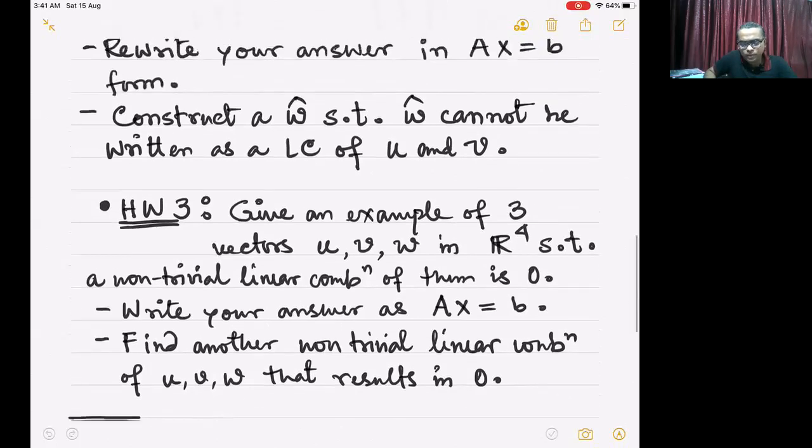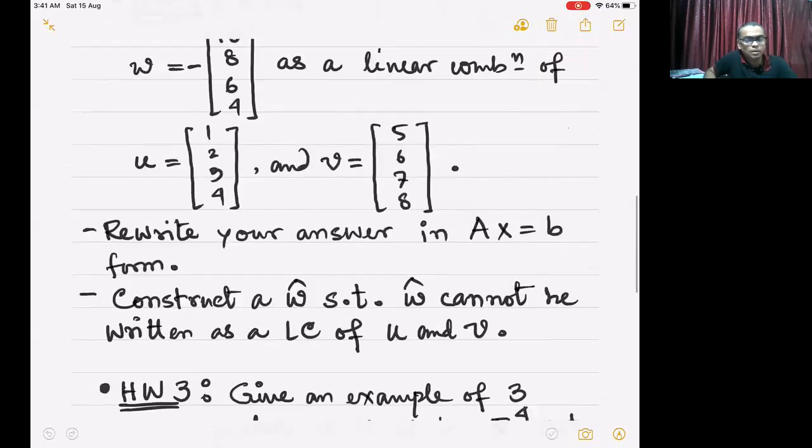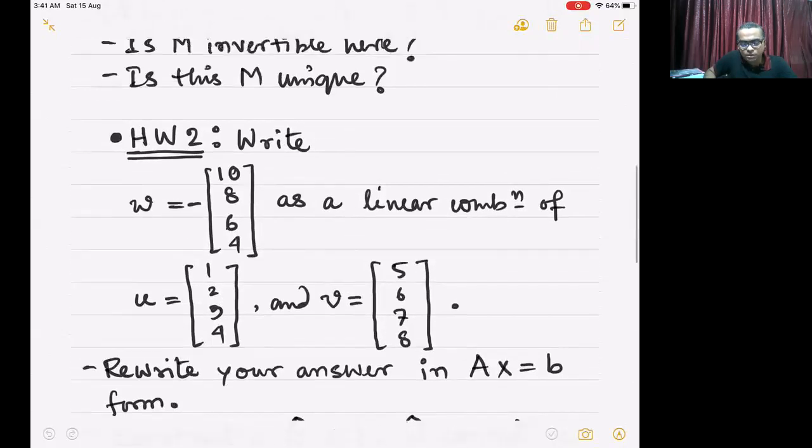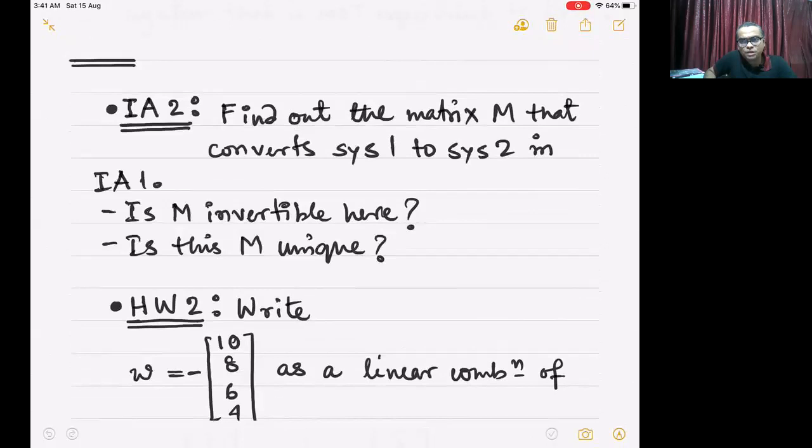Homework 2 and homework 3, you can think about them after you have finished all the video lectures for this week. But finish immediate attention number 2 first, and then proceed to module number 3 of this lecture number 2.